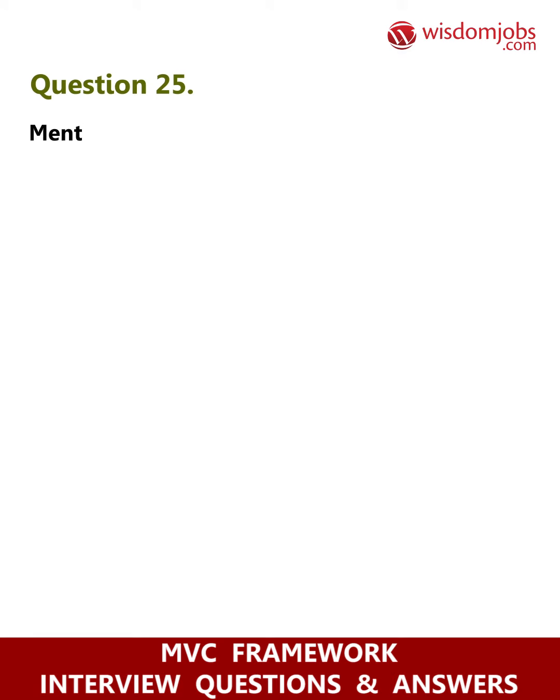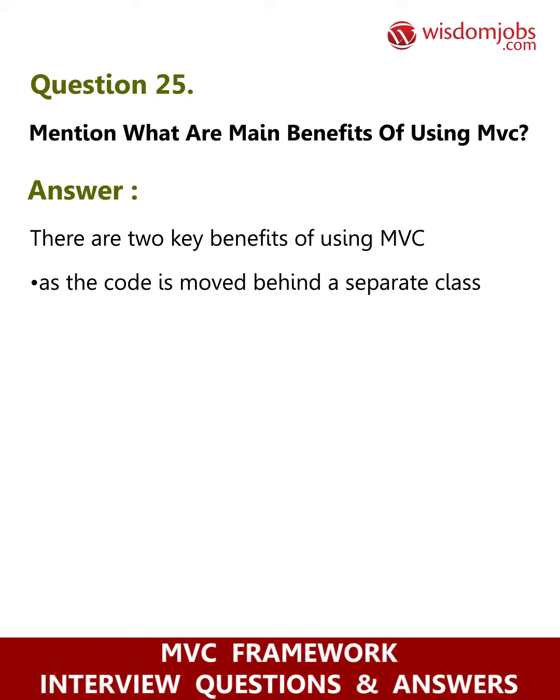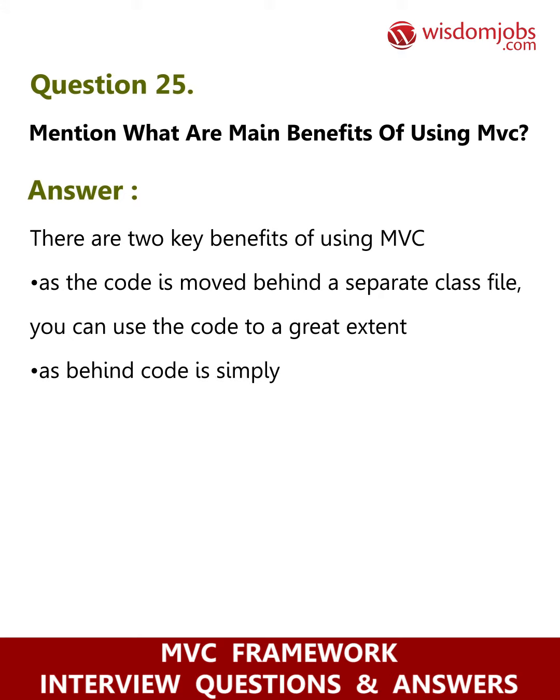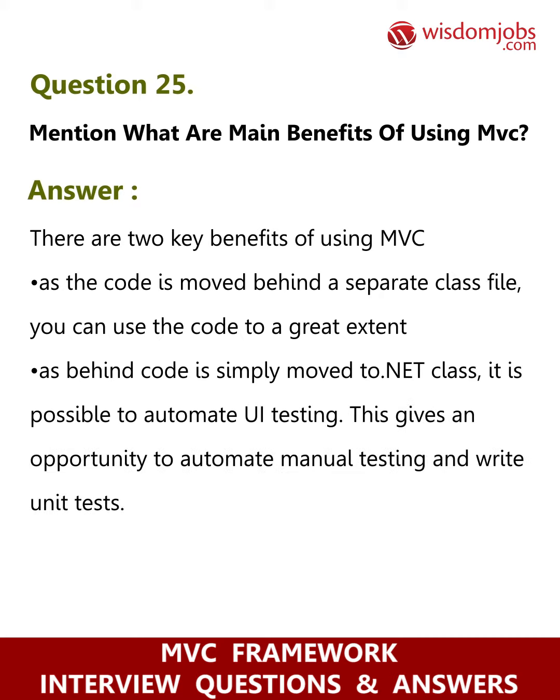Question 25. Mention what are the main benefits of using MVC. Answer. There are two key benefits of using MVC. The code is moved behind a separate class file, so you can reuse the code to a great extent as the code-behind is simply moved to a .NET class. It is also possible to automate UI testing. This gives an opportunity to automate manual testing and write unit tests.